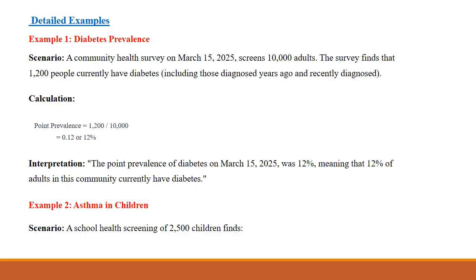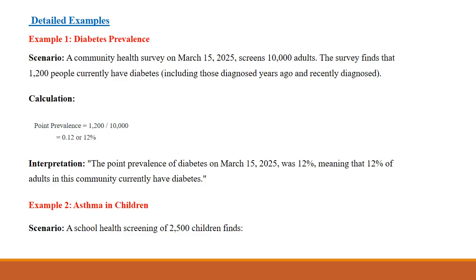Now the detailed example, diabetes prevalence. A community health survey on March 15, 2025 screens 10,000 adults. The survey finds that 1,200 people currently have diabetes, including those diagnosed years ago and recently diagnosed. Calculation: 1,200 divided by 10,000 is 12%. The point prevalence of diabetes on March 15, 2025 was 12%, meaning that 12% of adults in the community currently have diabetes.